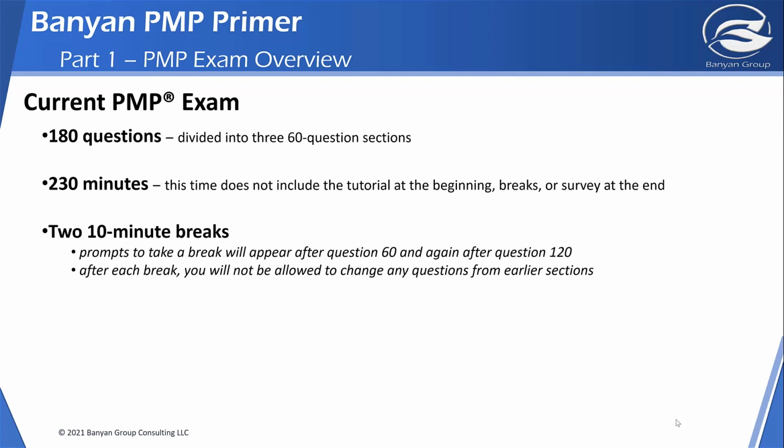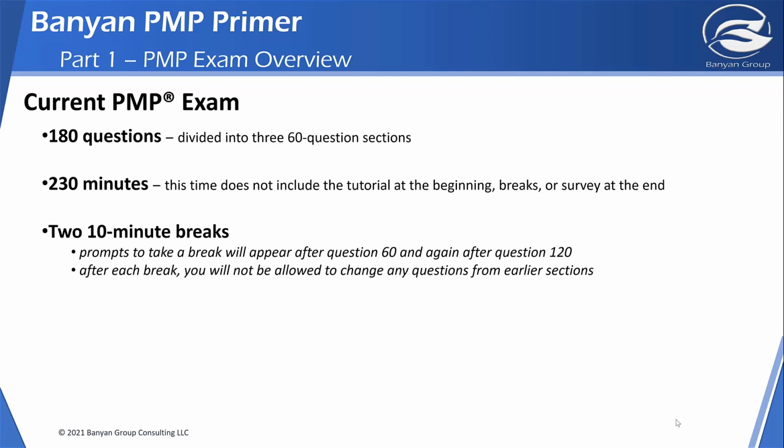So if you see 3 sections here and you finish section 1, you finished the first 60 questions, and a prompt comes up and says, do you want to take a break? Don't forget to review any questions you've already answered before you take your break. They're telling you that because once you take your break and you come back, you will not be able to change any answers on those first 60 questions.